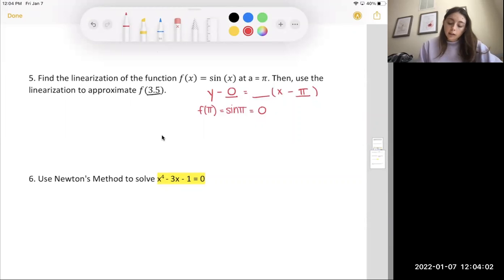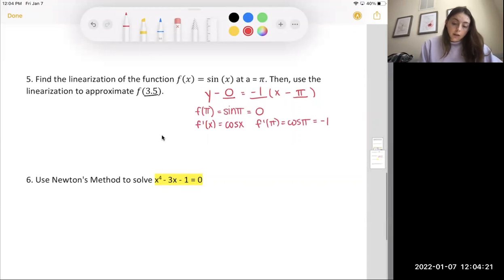And then to find the slope, I need to find the derivative at pi. So first, the derivative of sine of x is cosine of x, and then the derivative at pi would be cosine of pi, which is -1. So now I have my equation in point slope form for the tangent line on sine of x at pi.